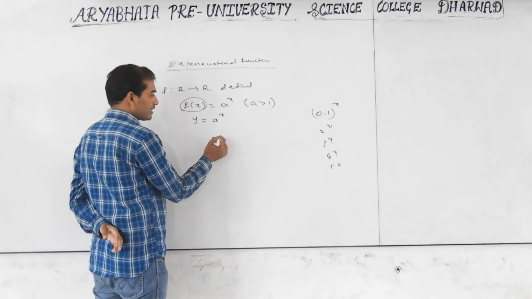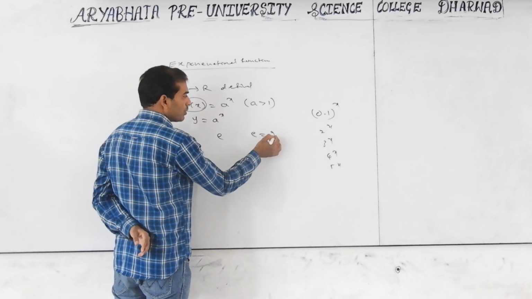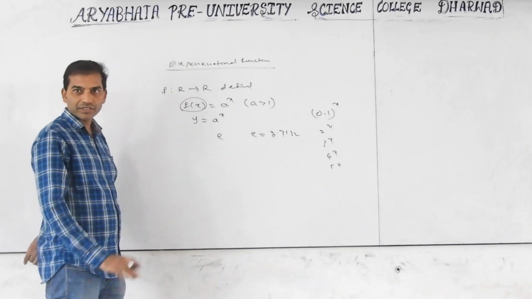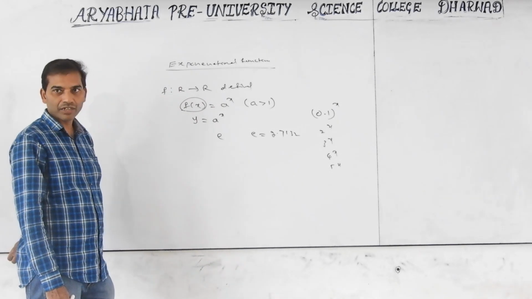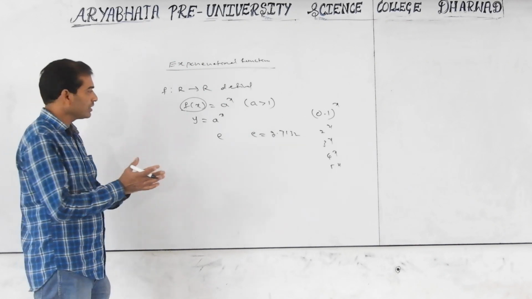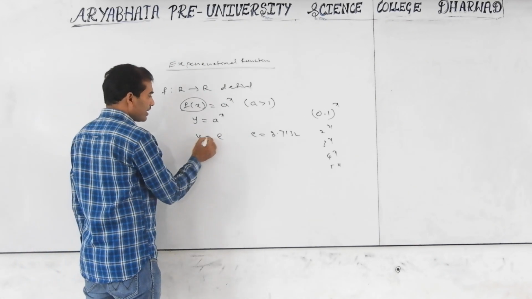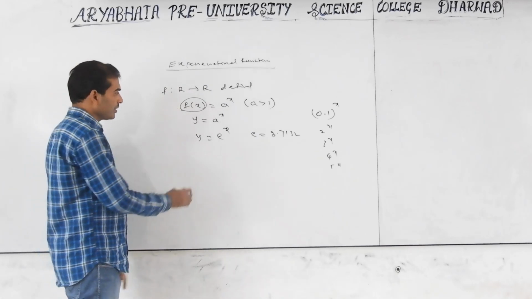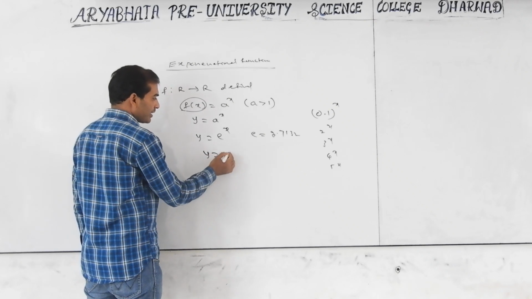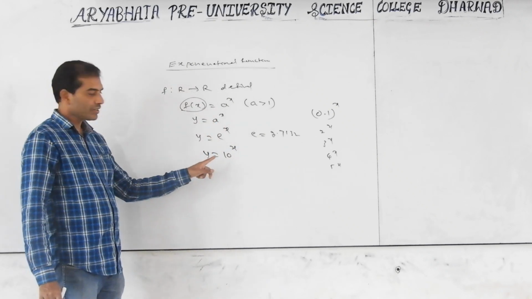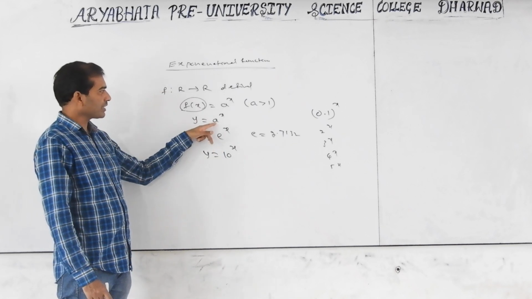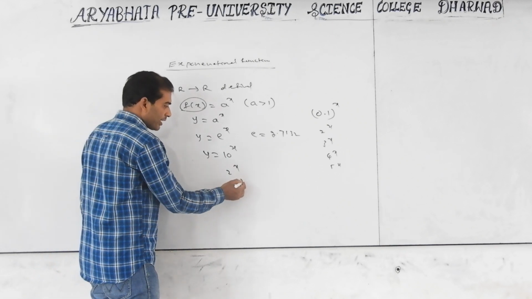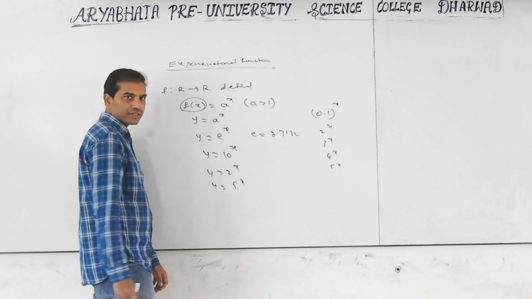If I take the base as e, where e is 2.7 something, approximately 2.7, between 2 and 3, then y is equal to e power x. This is also called an exponential function. If I take the base as 10, then we get 10 power x. 10 power x, e power x, a power x, 2 power x, 5 power x, these all are exponential functions.